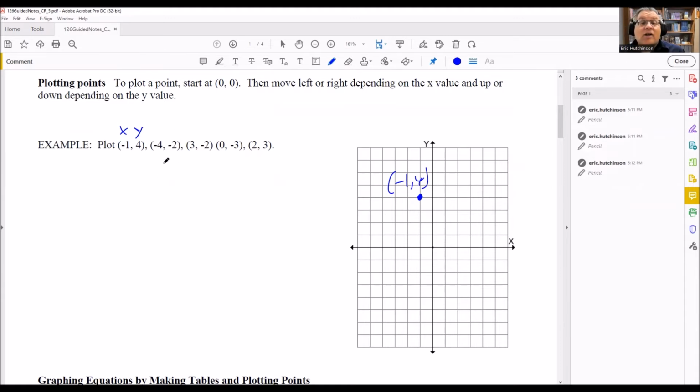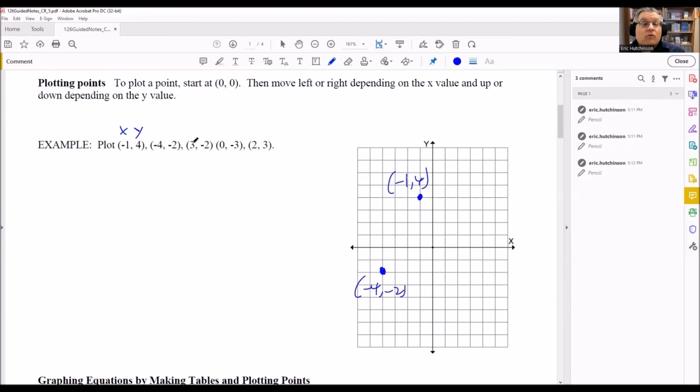Next one we're going to do is -4, -2. We start from 0, 0. Since the X value is negative, we're going to go to the left. We're going to go 1, 2, 3, 4 to the left. And then the Y value is also negative, so we're going to go down 1, 2. Okay, so that point right there would be -4, -2.